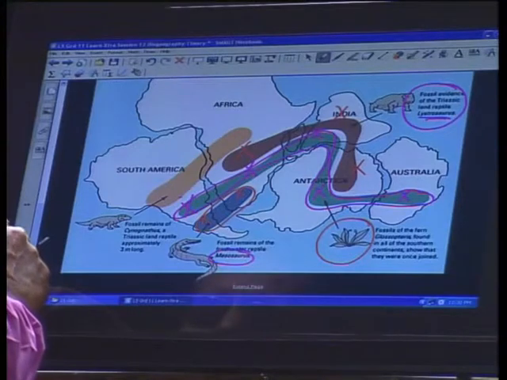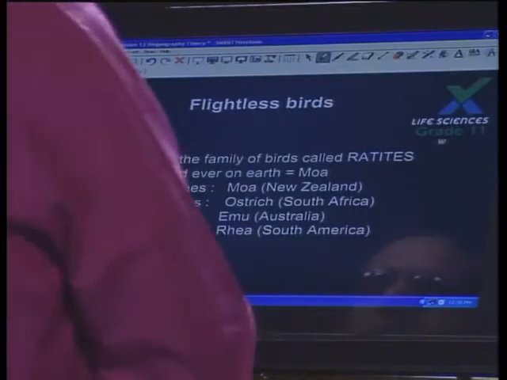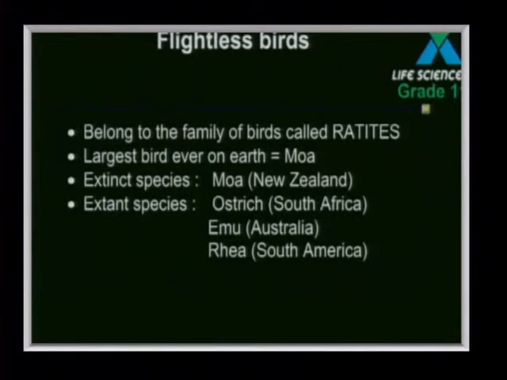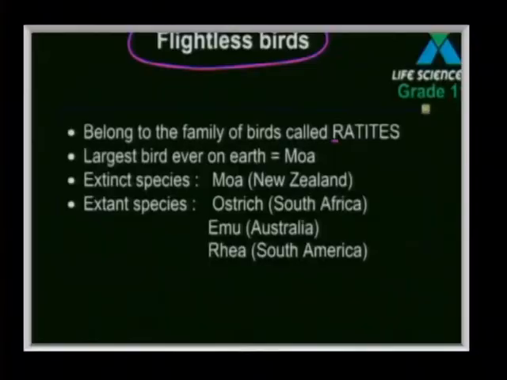Let's move on. Right. The next section deals with flightless birds. We all know birds, whether it is something as spectacular as an eagle or something as simple as a pigeon. Characteristic of birds is the fact that they can fly. But what we do find is a group of birds called the ratites. And the ratites are flightless birds. In other words, they do not fly.